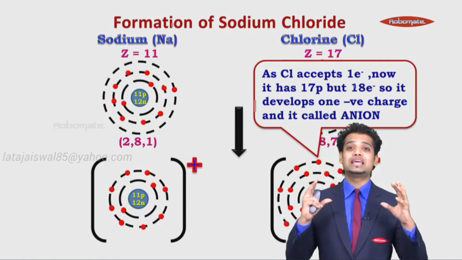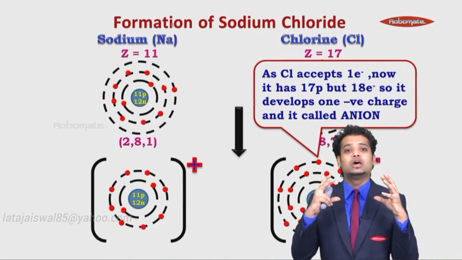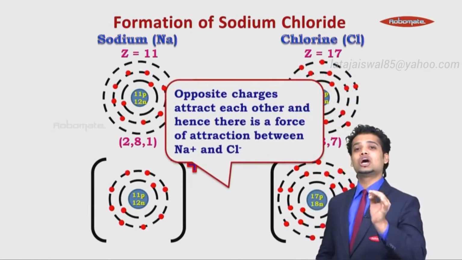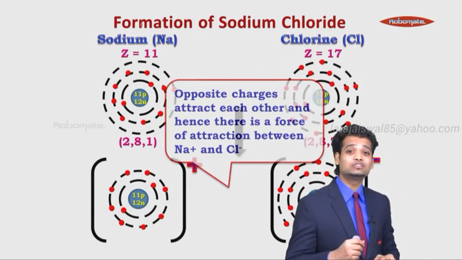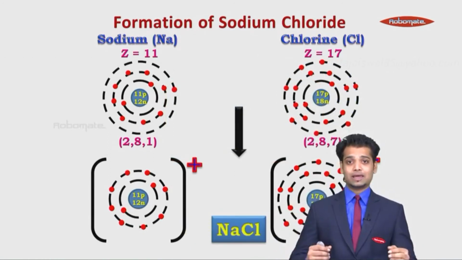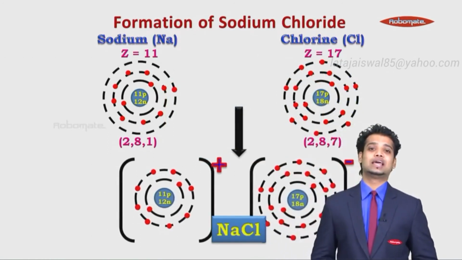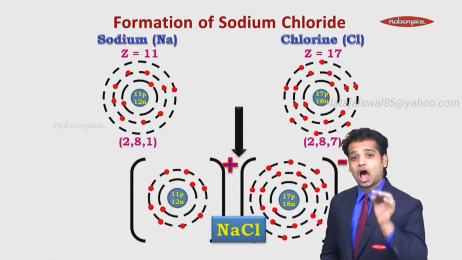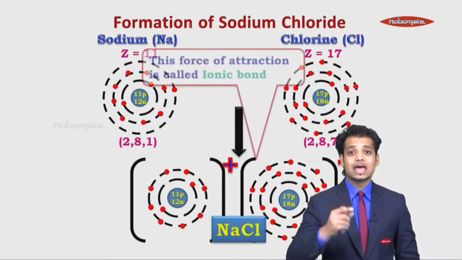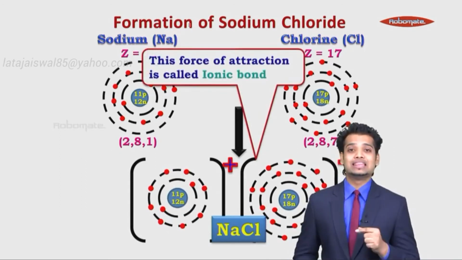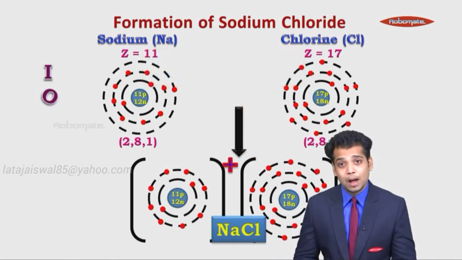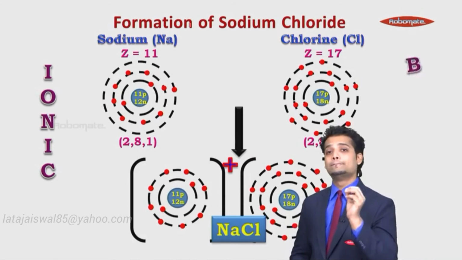These positive and negative charges are going to attract each other and form NaCl. Let us see. Opposite charges attract each other and hence there is a force of attraction between Na plus and Cl minus, forcing them to form NaCl. And this is how, my dear friend, NaCl is formed, because there is an attraction and that attraction is called an ionic bond. And these compounds are called ionic compounds.